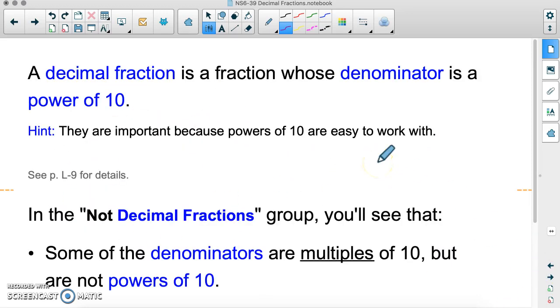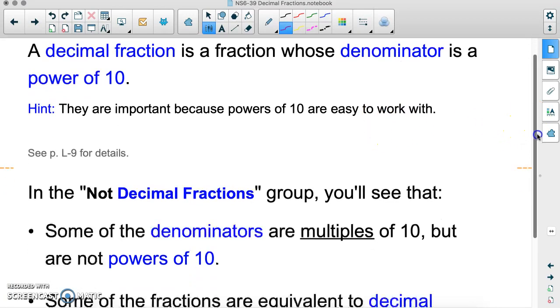So a decimal fraction is a fraction whose denominator is a power of 10. So decimal fractions are important because powers of 10 are easy to work with. So while some of the denominators in the not decimal fractions group are multiples of 10, they are not powers of 10.